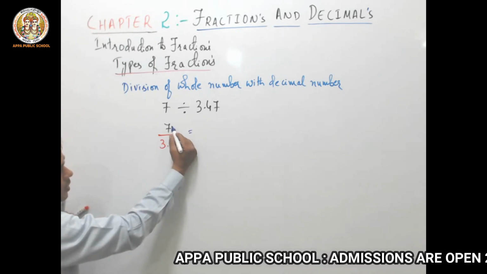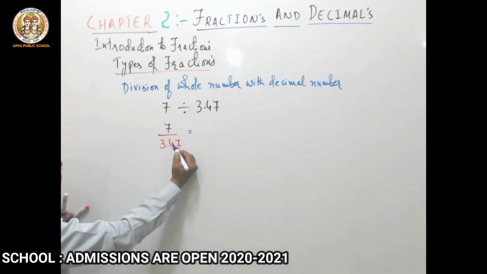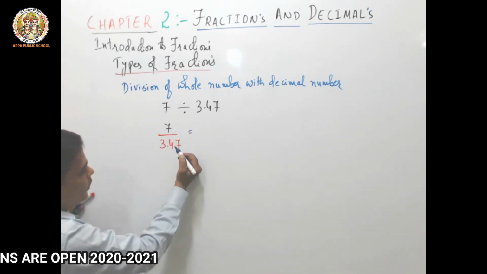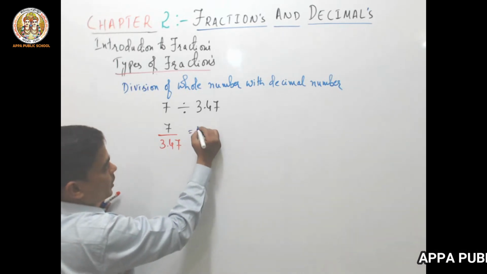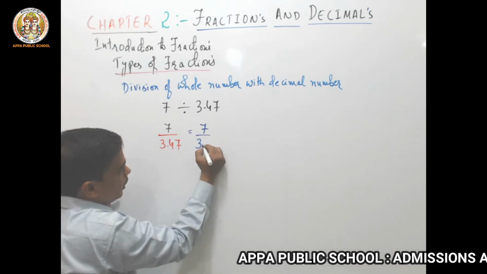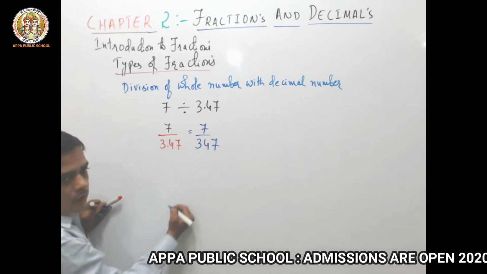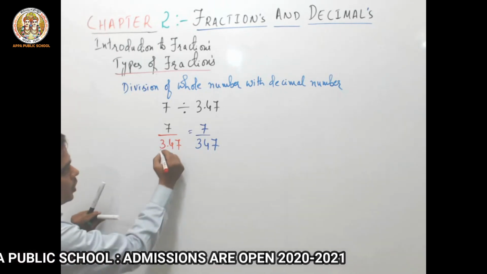So shall we try it? 7 4s are 28, remainder is 6, 67. In the 7 table 67 will come? 7 9s are 63, 7 8s are 56. 67 will not come, so leave it as it is. So what will I do? 7 divided by 3.47, so I will remove this decimal point.